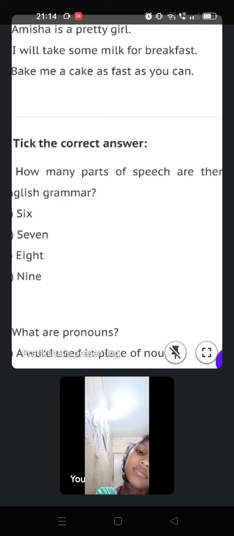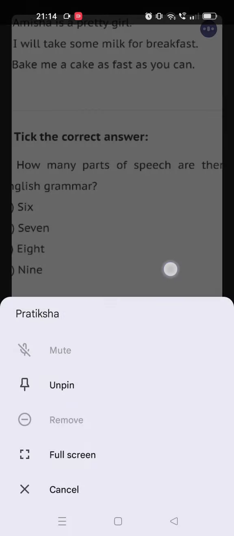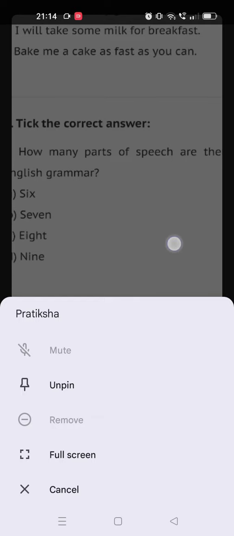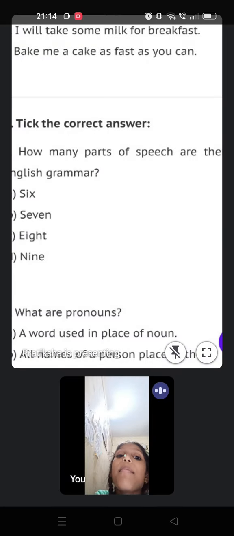Okay. So, read the sentence and tell me what is the preposition here. Loudly and clearly. I will take some milk for breakfast. For what is the preposition here? "For" is, ma'am. Okay. Next line.